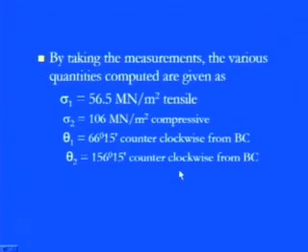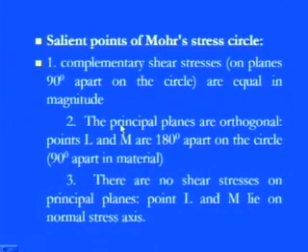So here you see, we need a paper on which you can simply plot the circle. Just by measuring those things, we can get those values. So what are the salient features of the Mohr circle? First, the compressive shear stresses on planes 90 degrees apart are equal in magnitude. That means it does not matter whether you have a shear stress or a complementary shear stress, on planes 90 degrees apart they are equal.